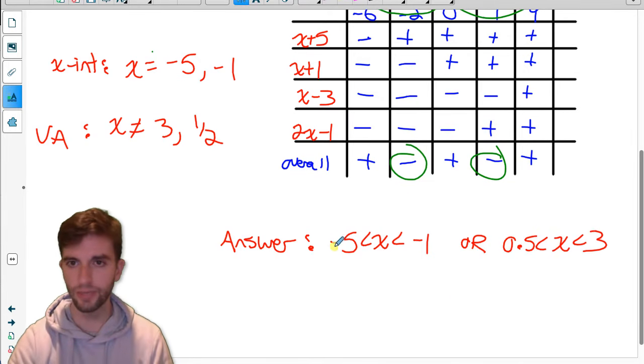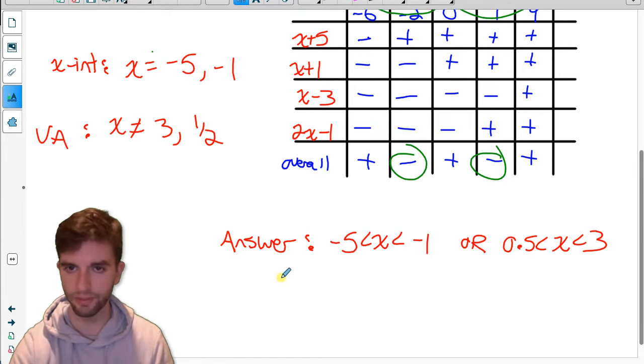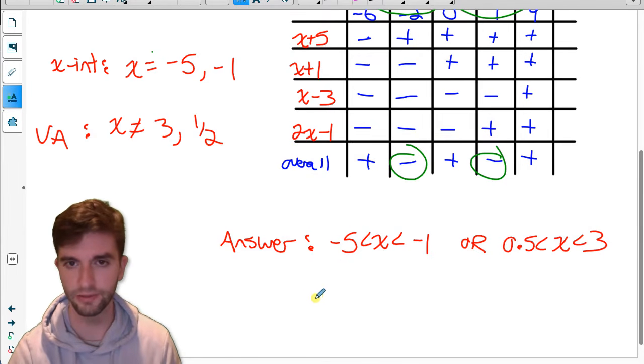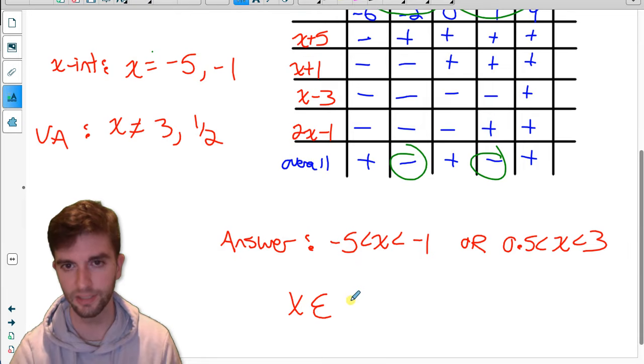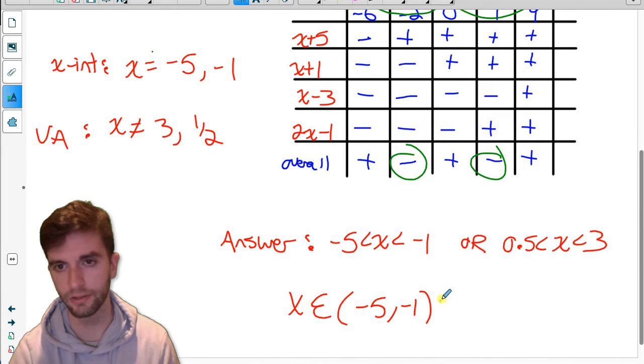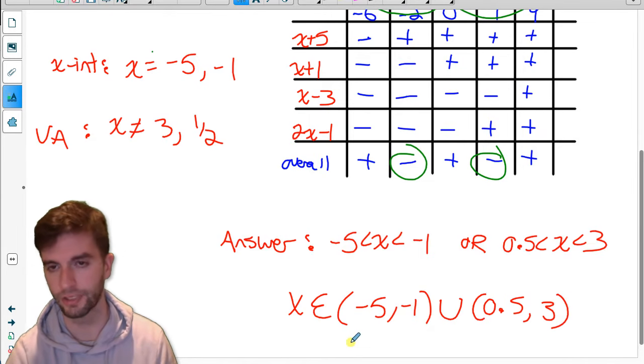Now we can write this in 2 ways. We could write it like that with inequality symbols, or we could write it in interval notation. So I could say x is an element between negative 5 and negative 1, or 0.5 to 3.